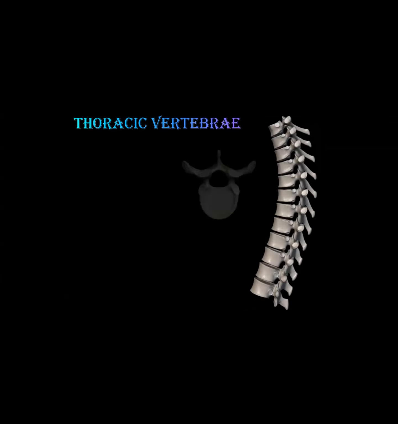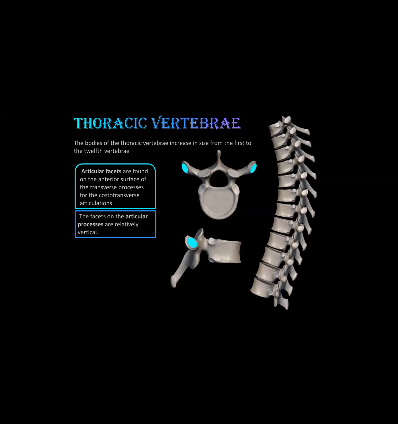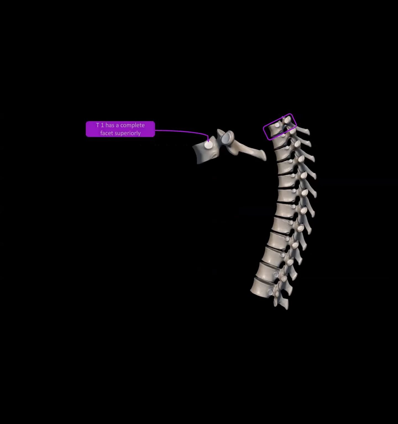Thoracic vertebrae. The body of the thoracic vertebrae increases in size from the first to the 12th vertebra. The articular facets are found on the anterior surface of the transverse processes for the costotransverse articulation. The facets on the articular processes are relatively vertical. The posterolateral margin of each thoracic body has costal facets for articulation with the heads of the ribs.